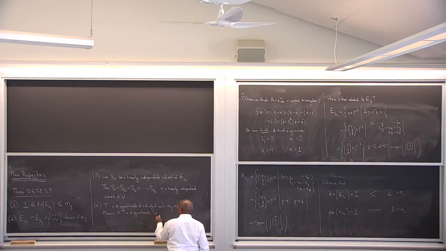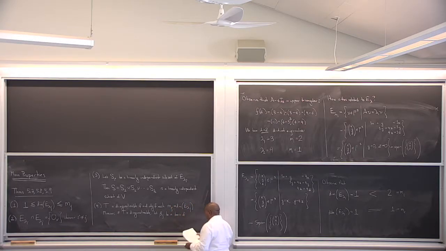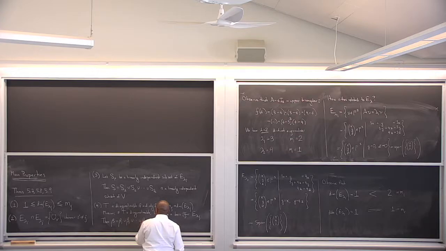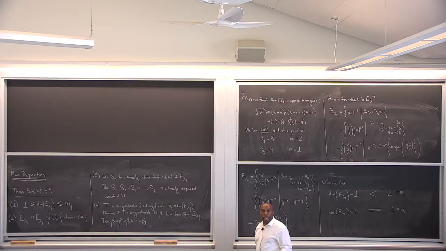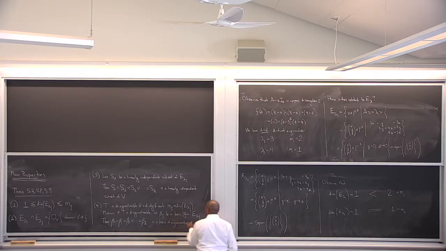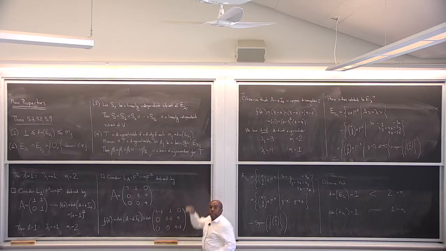let beta j be a basis of, let's say here, E lambda j. Then this union is a basis of eigenvectors. Again, we'll try to do an example of this in just a moment.